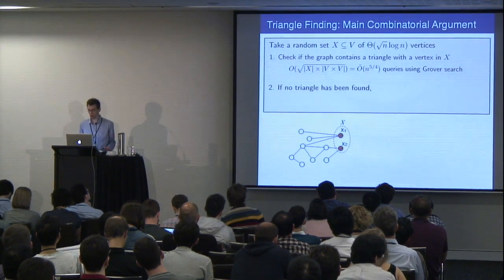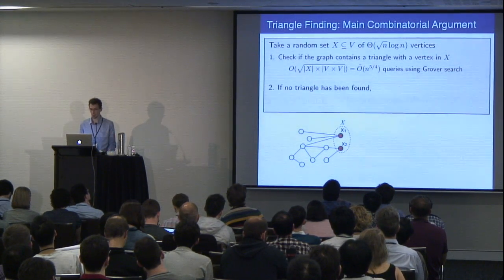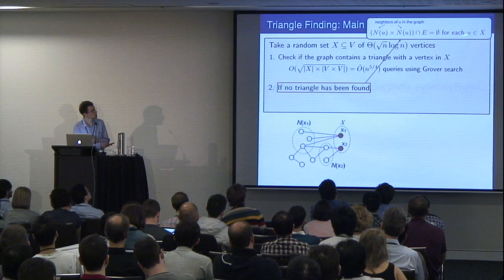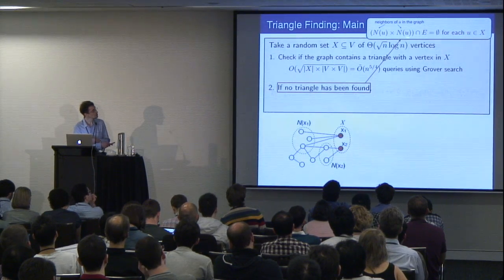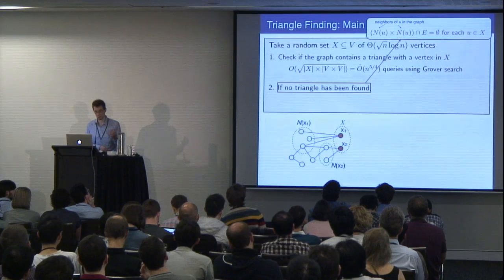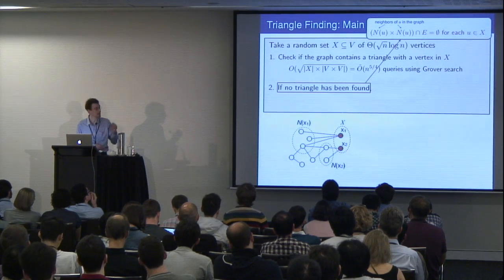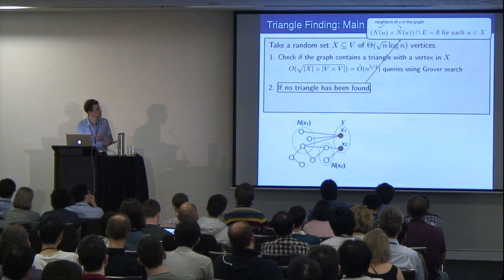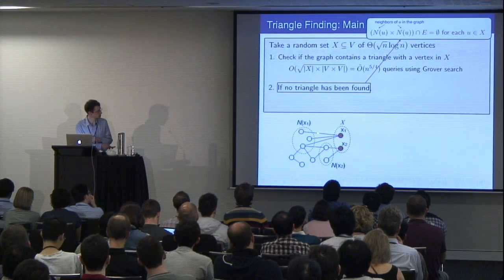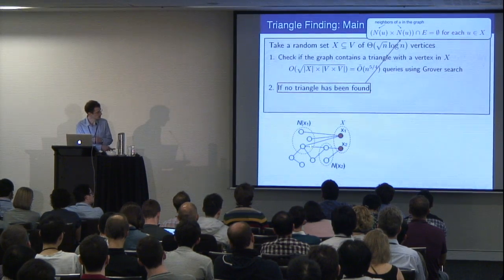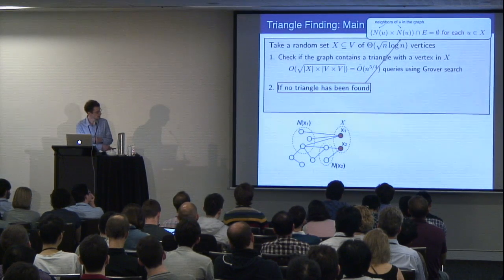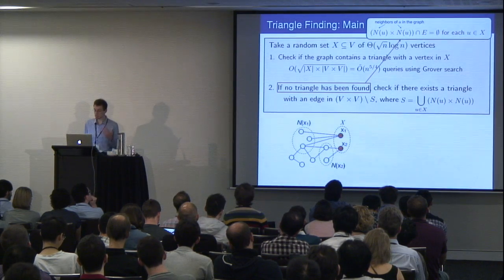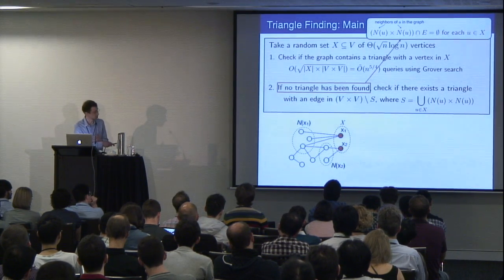And now what happens if no triangle has been found? Okay? When no triangle has been found, we know that for each vertex u in large X, there is no edge of the triangle in the neighborhood of u. Okay, why? Because if there were some edge in the neighborhood, it would form a triangle, and this triangle would have been found at step 1. So for example, here we know that there is no edge in the neighborhood N(x1) and no edge in the neighborhood N(x2) here. Okay, so what remains to do is to check if there exists a triangle with an edge in this set.